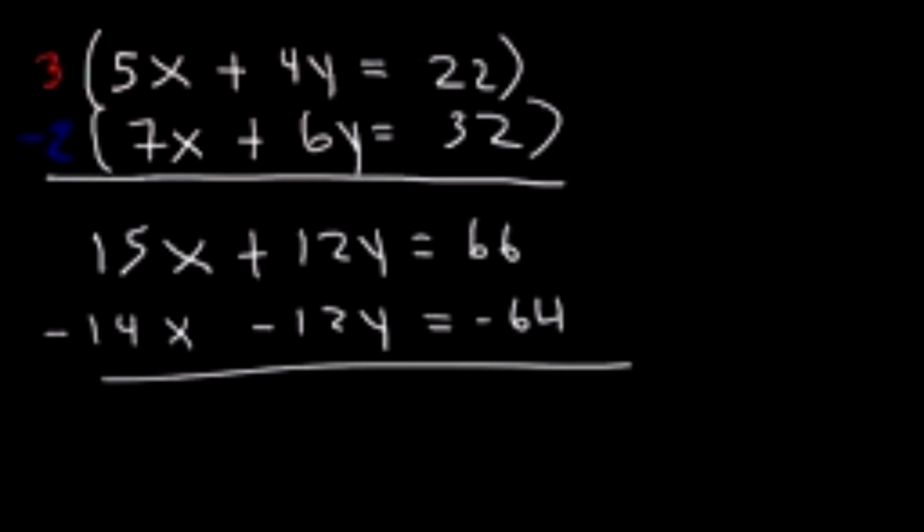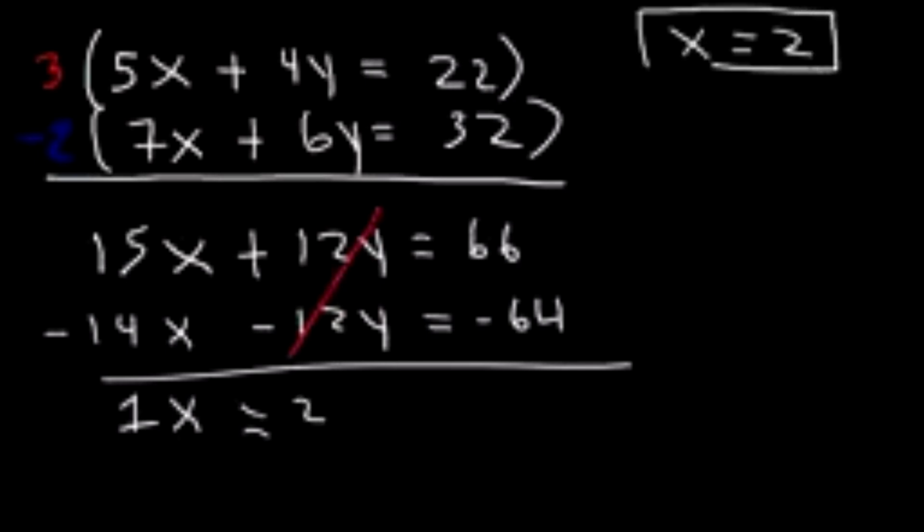Now let's go ahead and add the two equations. 12y and negative 12y will cancel. They add up to 0. 15x plus negative 14x is 1x. And 66 minus 64 is 2. So therefore x is equal to 2. So we can get rid of this stuff.